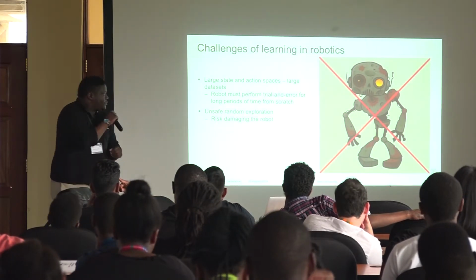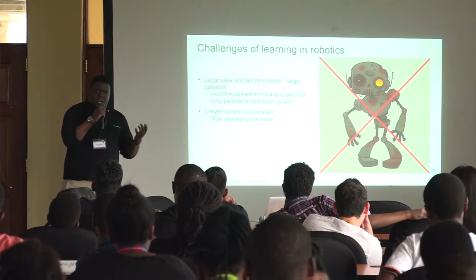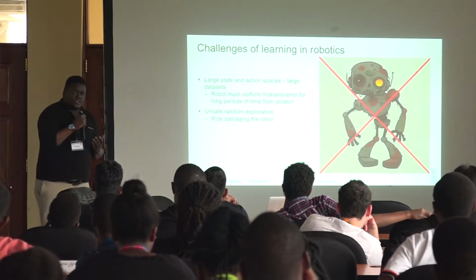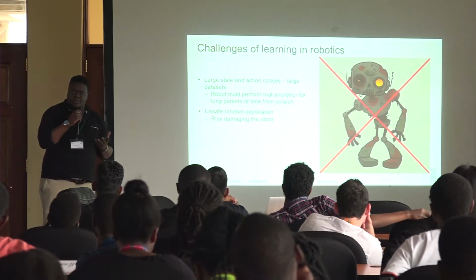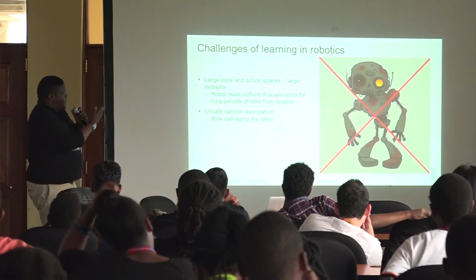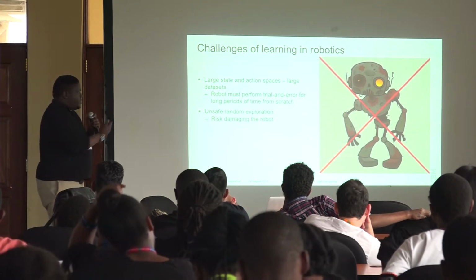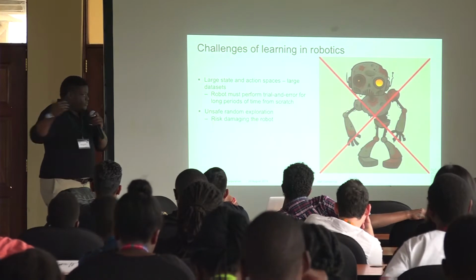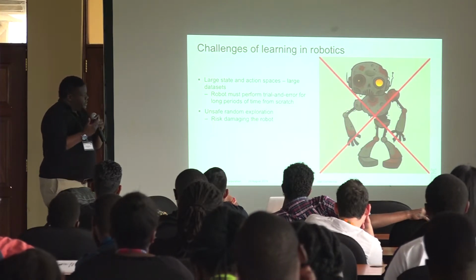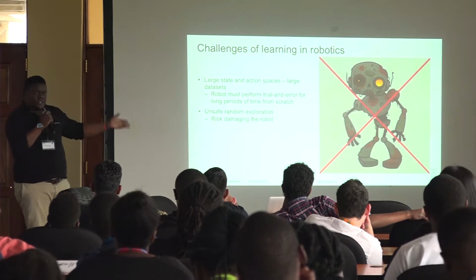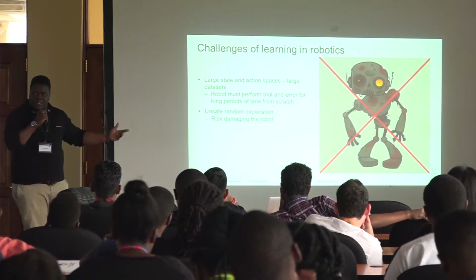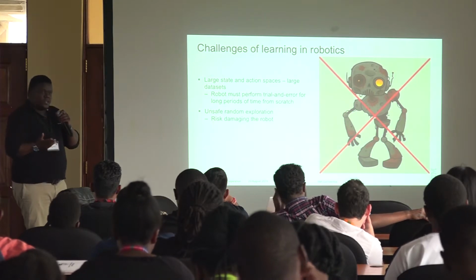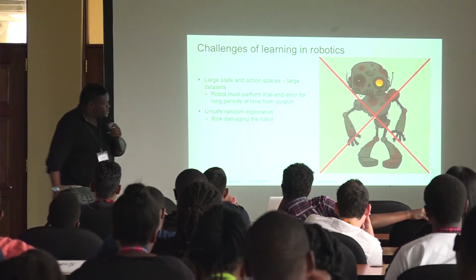So far, we've assumed that you have data collected from the robot. But in practice, it's very difficult to get data from the robot, and it's mainly because of the large state and action spaces. This means that you need to perform trial and error for long periods of time in order to collect training data. And this is unsafe for robots. You can actually damage the robot from this. So next I'll talk about some of the work being done in trying to address these issues.